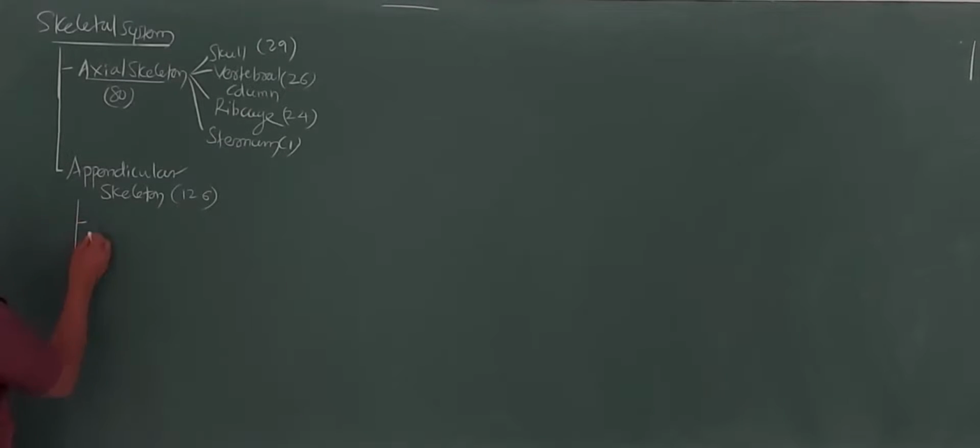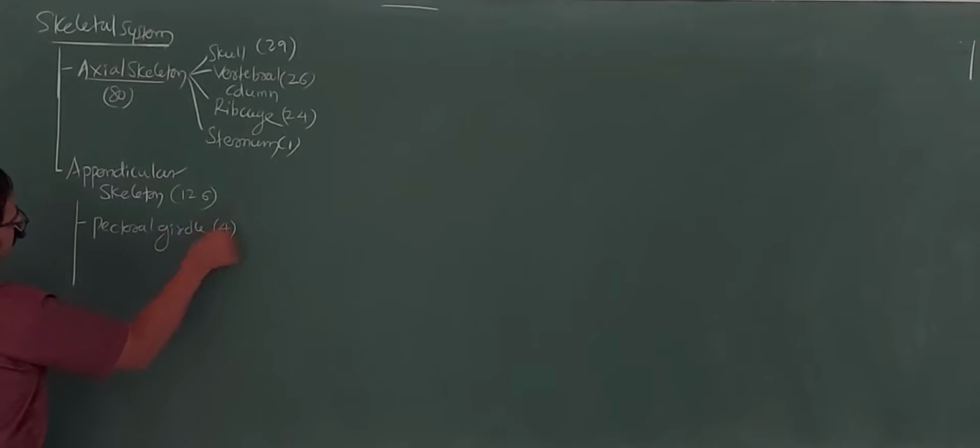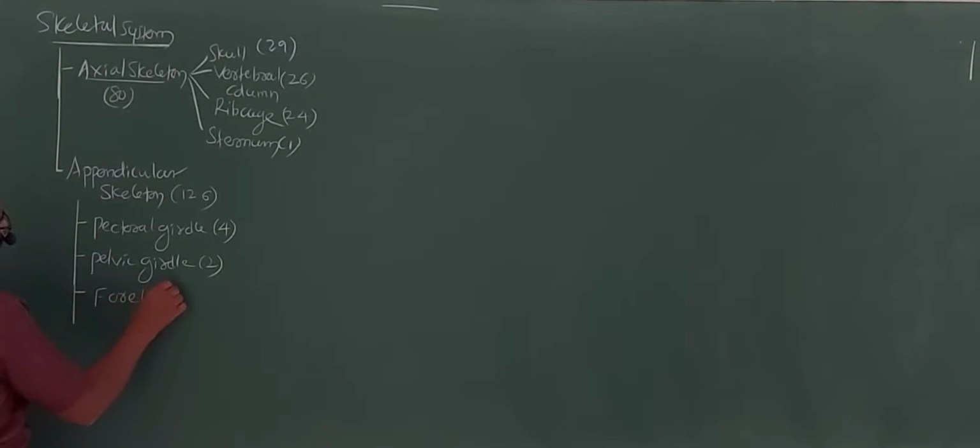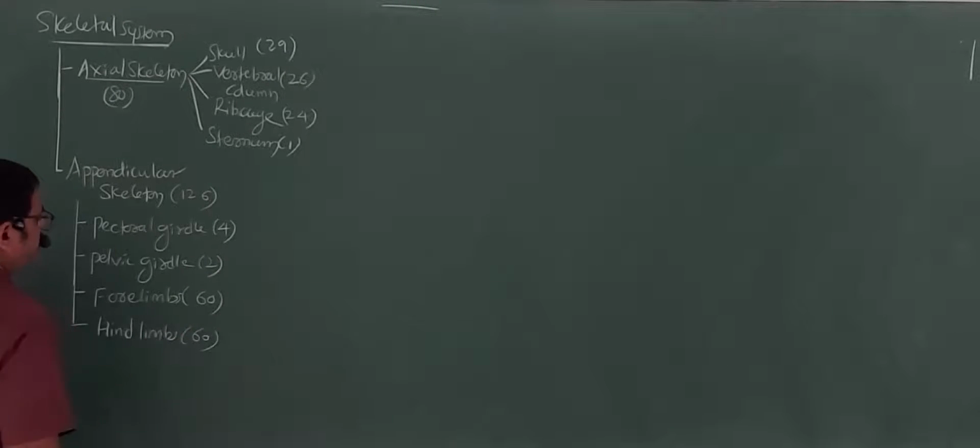The pectoral girdle has 4 bones. The pelvic girdle has around 2 bones. Then the forelimbs, right and left hand bones together, are 60. Then the hind limbs, right and left leg, are again 60. 60 plus 60 is 120, 120 plus 2 plus 4 is 126. That is what we call appendicular, body appendages, that's why it is the appendicular skeleton. Body axis, that's why it is the axial skeletal system.